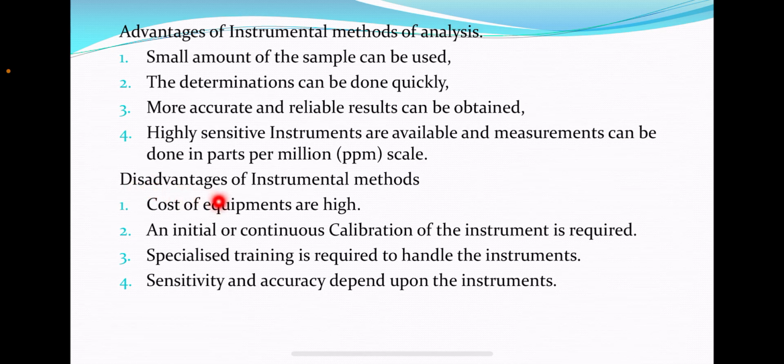And next are the disadvantages of instrumental methods. The cost of equipment is high. This is common because when it is a highly sensitive instrument, definitely the cost will be high. And initial or continuous calibration of the instrument is required. Yes, this is very important.